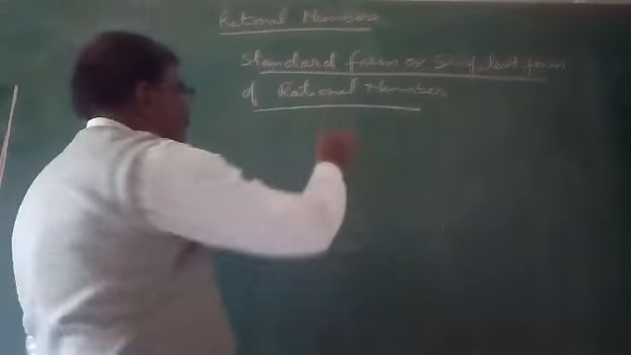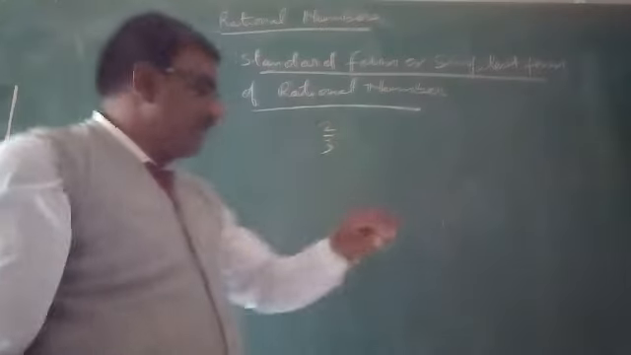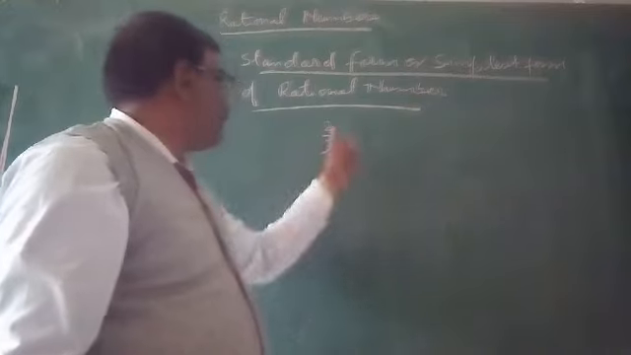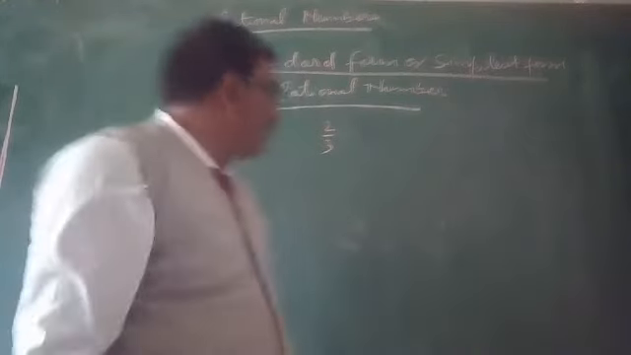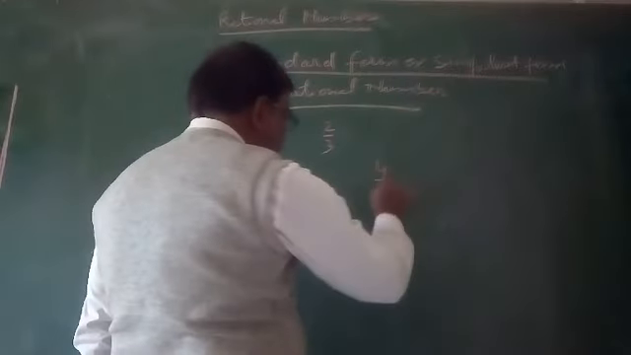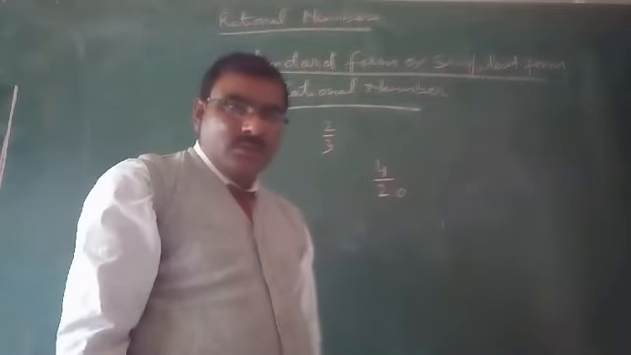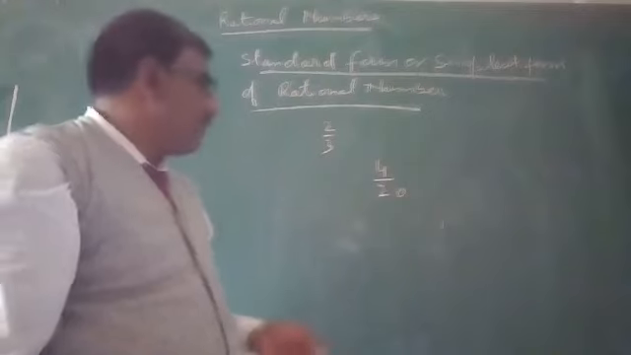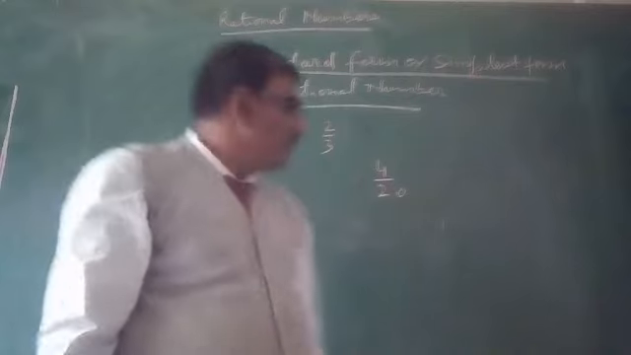For example, 2 by 3. Here, the HCF of 2 and 3 is 1. Therefore, 2 by 3 is the standard form of a rational number. But here 4 by 20. The HCF of 4 and 20 is 4. Therefore, 4 by 20 is not the standard form of a rational number.